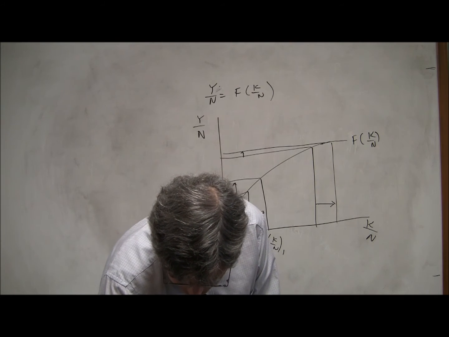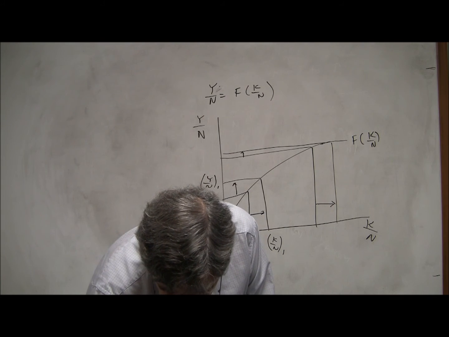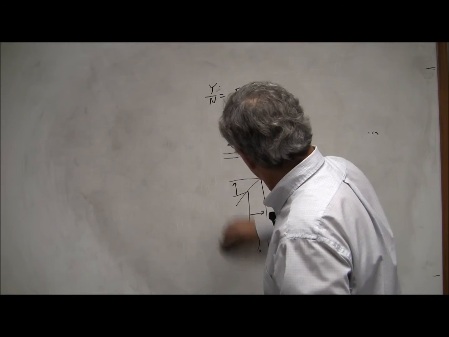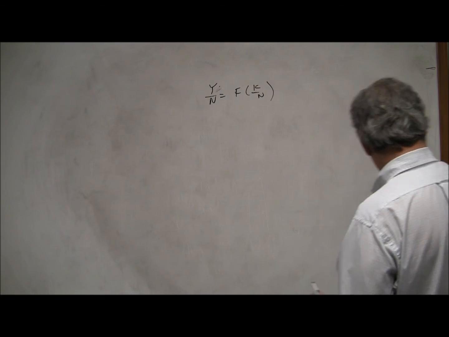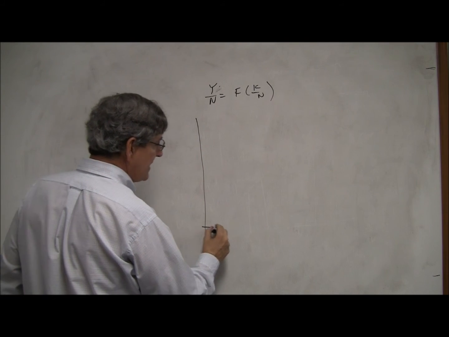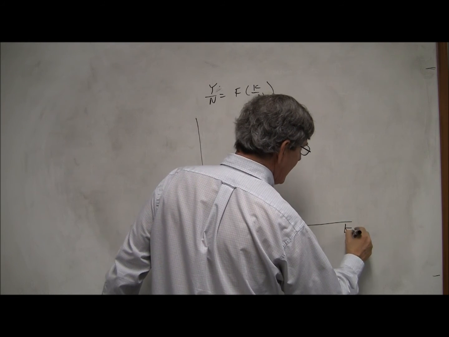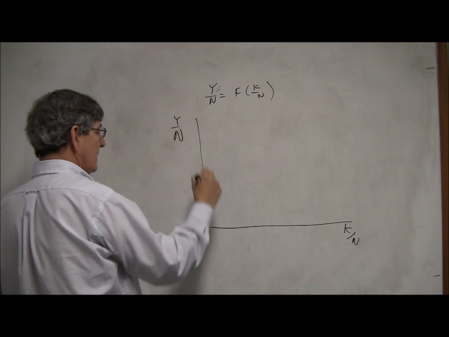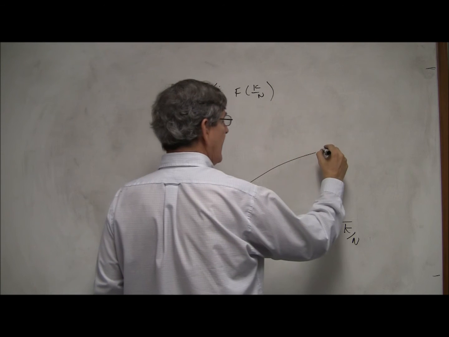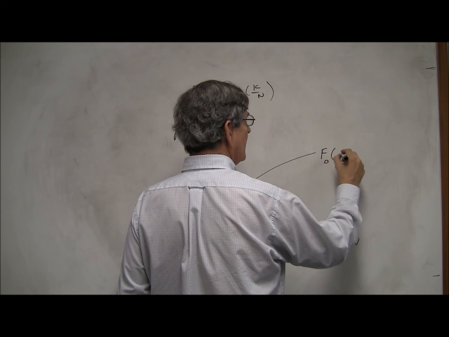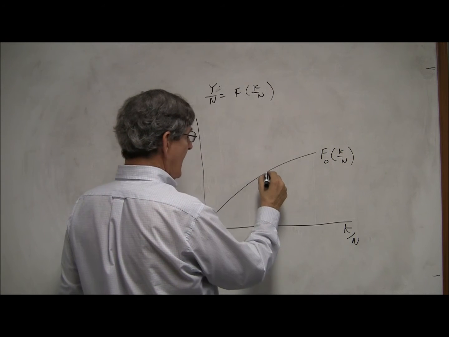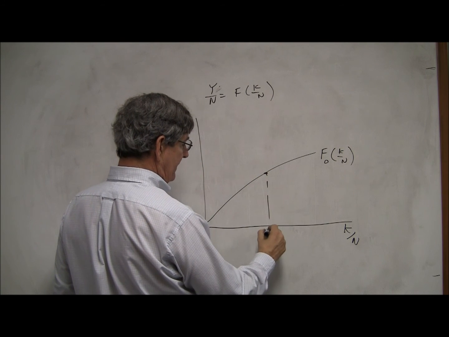It becomes too costly. The other way you can get output per person to go up is by a change in technology. And that looks like this. So here's K over N again, Y over N. Here's our initial f function, f0 of K over N. And let's just look at this level of K over N.